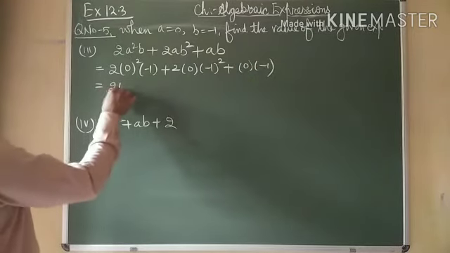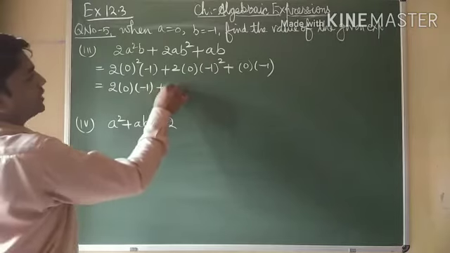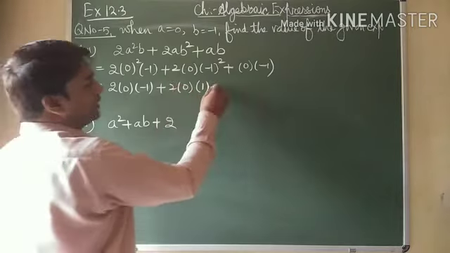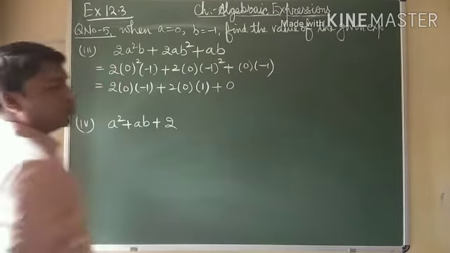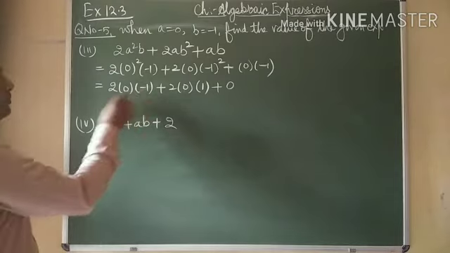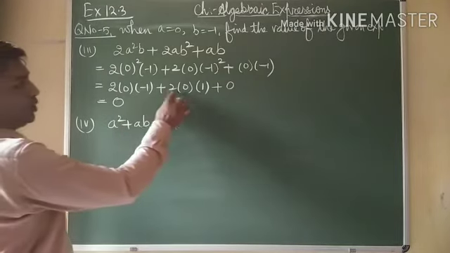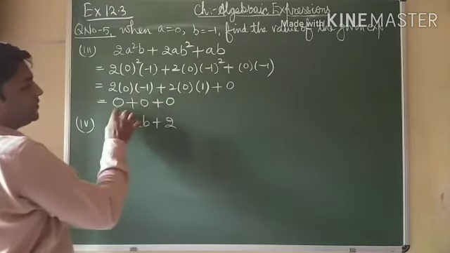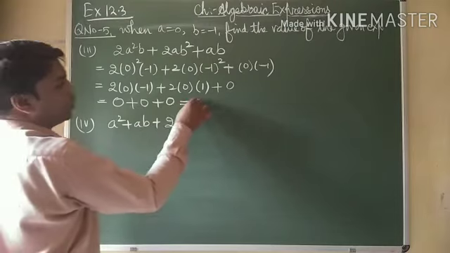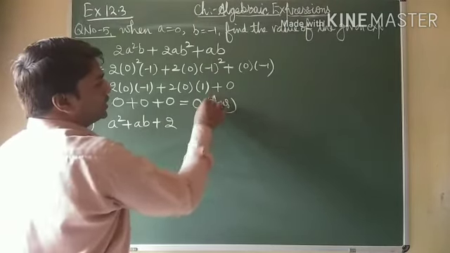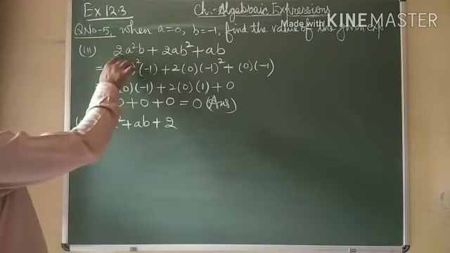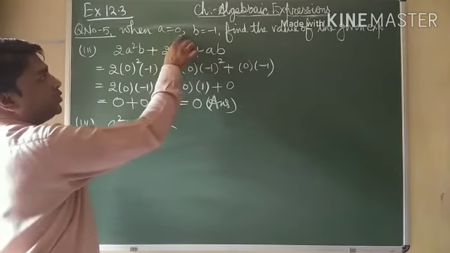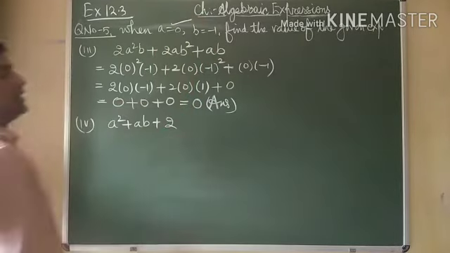So it becomes 2 into 0 into minus 1 plus 2 into 0, and minus 1 square is equal to 1. So it becomes 2 into 0 into 1 plus 0 into minus 1, 0. Again, 2 into 0 into minus 1 is 0. 2 into 0 into 1, again 0, plus 0. So it becomes 0 plus 0 plus 0, which is further equal to 0. Therefore, 0 be the required value of algebraic expression 2a square b plus 2ab square plus ab at a is equal to 0 and b is equal to minus 1.